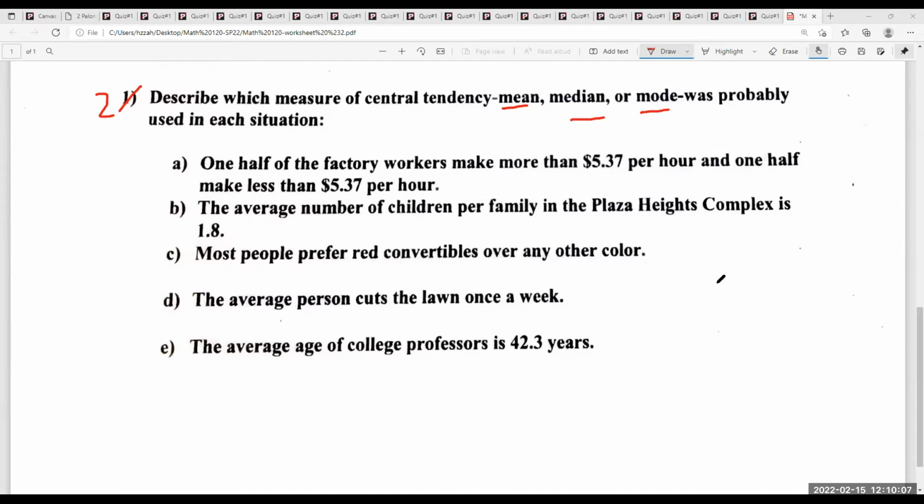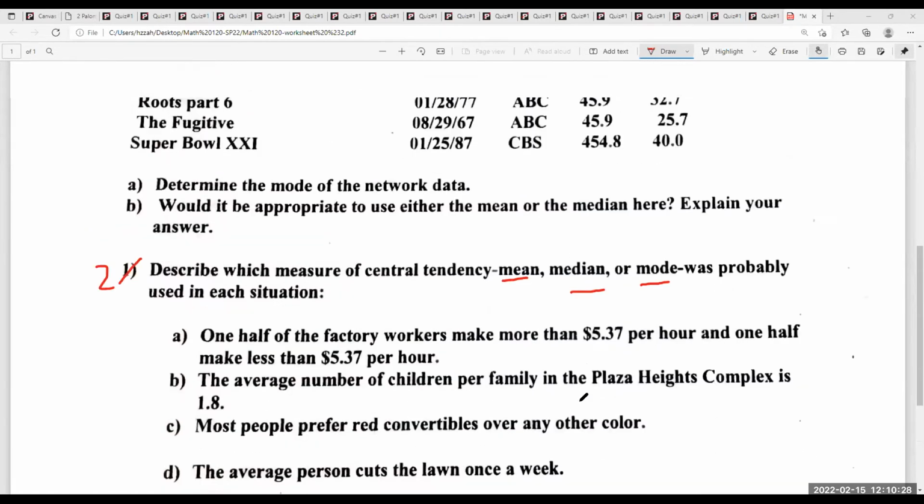Average age, which measures is it? Yes, it is the mean. You want to find the average age of 5 professors, how are you going to find it? You add their ages together and then you divide by 5. So that gives you the mean. So that's the differences between these numbers that we got.